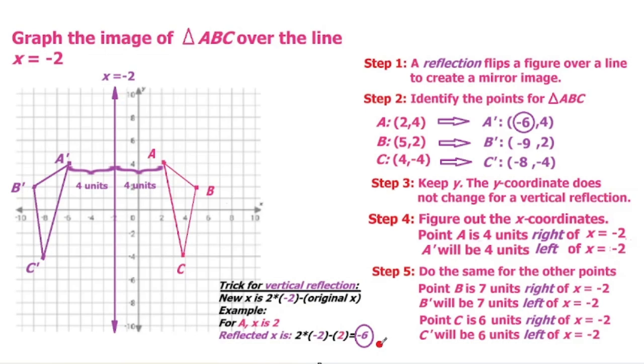Okay? So for a vertical reflection, you keep the y the same, and then you can calculate the new x with this formula if you don't want to do all the counting of the little squares. Okay? And that's all there is to that. You can do this, anyone can do this. If you didn't get that, you could just rewatch the video.